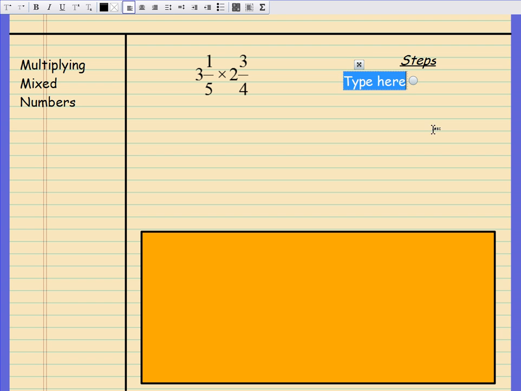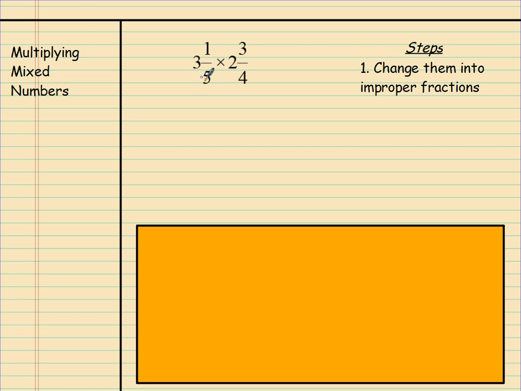Now the first step in these problems is to change them into improper fractions. And that's simple enough. We go around the world. 5 times 3 is 15. 15 plus 1 is 16. We use the same denominator. This is the second fraction. 4 times 2 is 8. 8 plus 3 is 11. Keep the same denominator. We get 11/4.